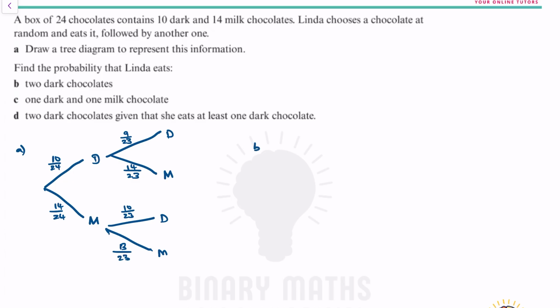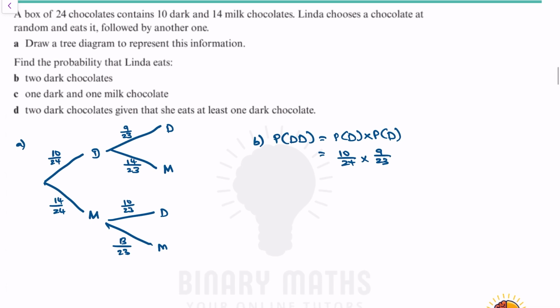Okay, part B. Find the probability that Linda eats 2 dark chocolates. So probability of dark and dark. So it's probability of D times probability of second D, which is 10 out of 24 times 9 out of 23, which gives us a value of 15 out of 92.